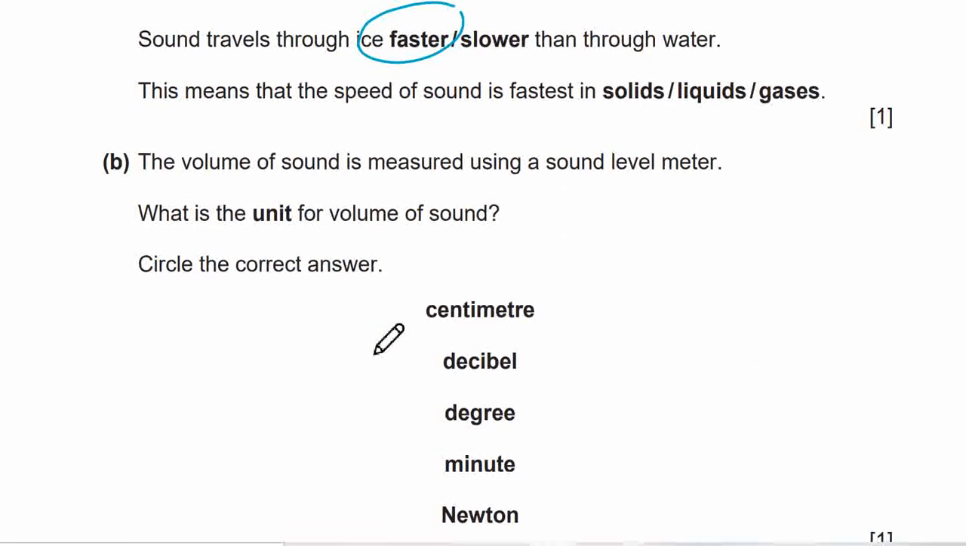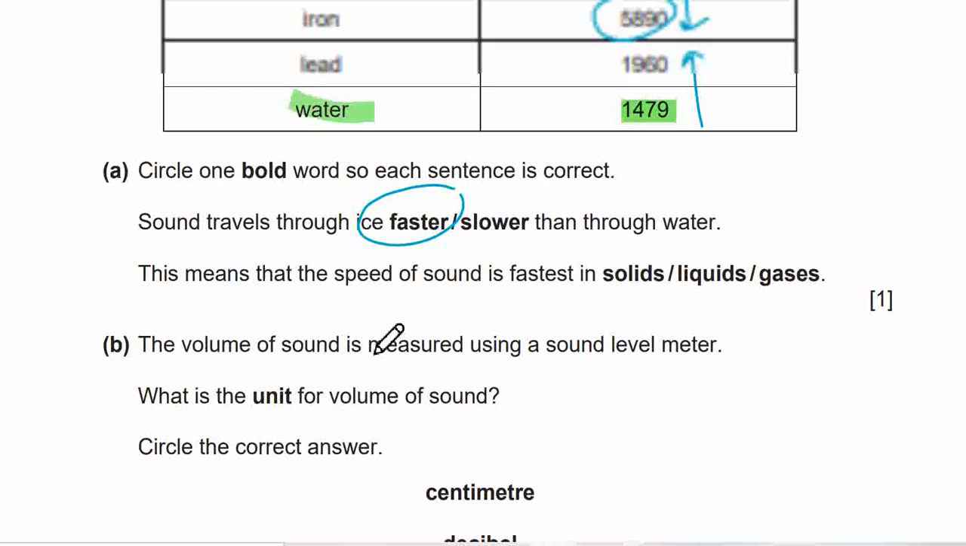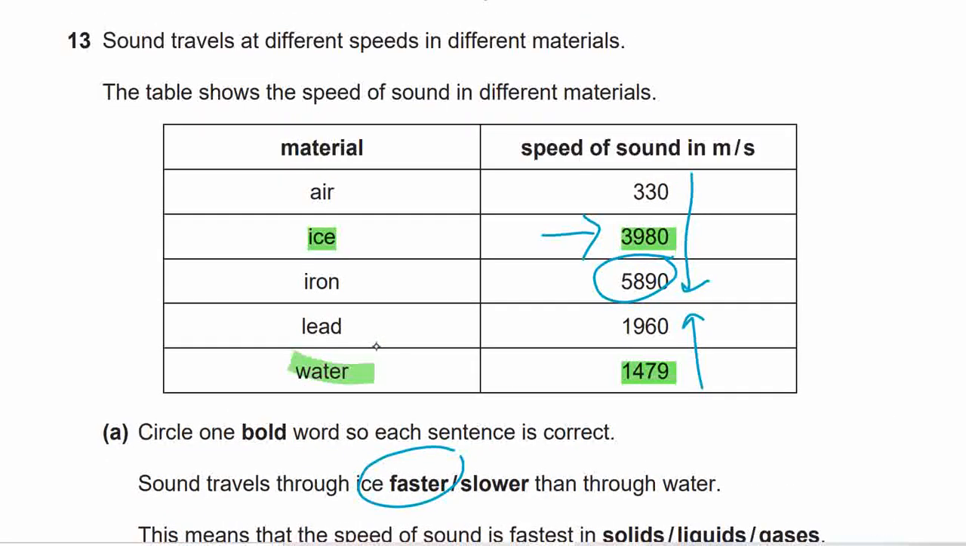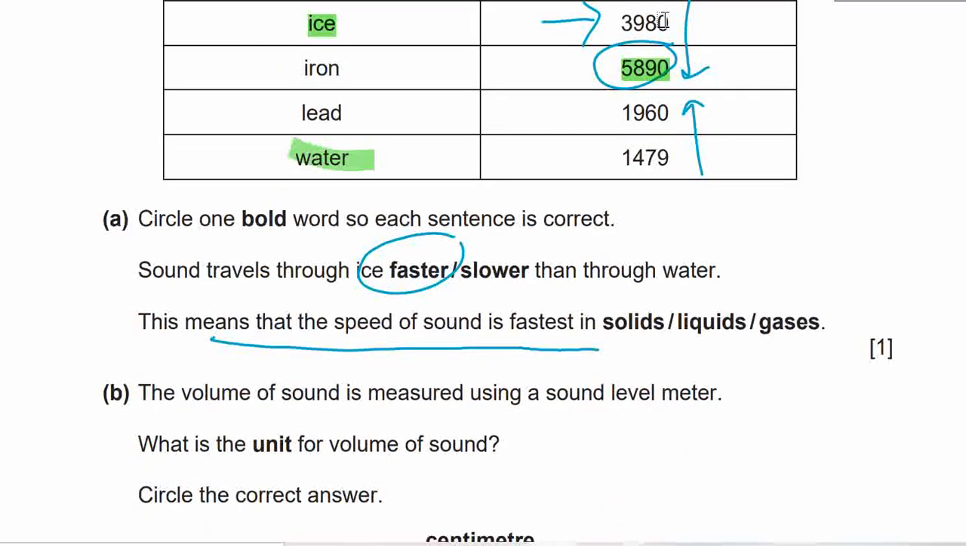The volume of sound is measured using. So we have this one left. It means that the speed of sound is fastest at. So fastest is for iron compared to the rest. The air is the lowest, so fastest will be in solid.